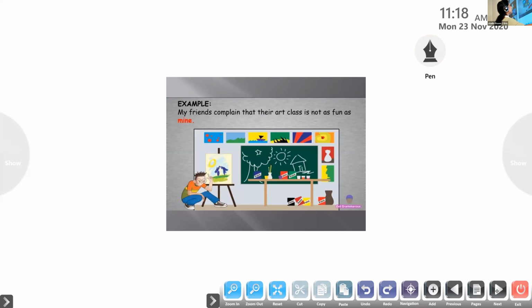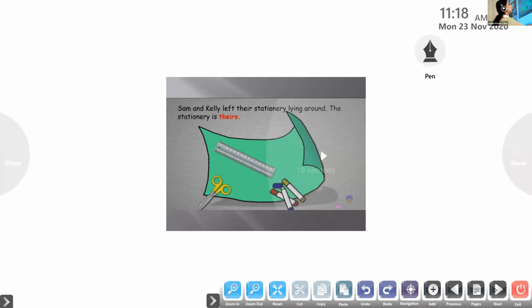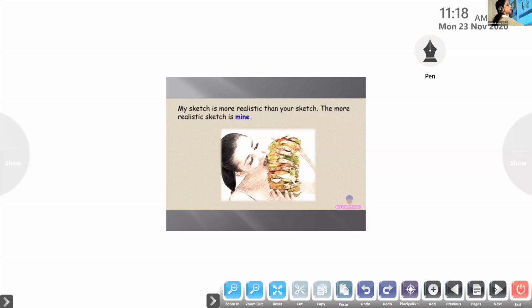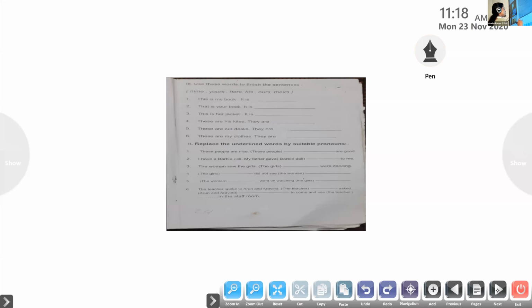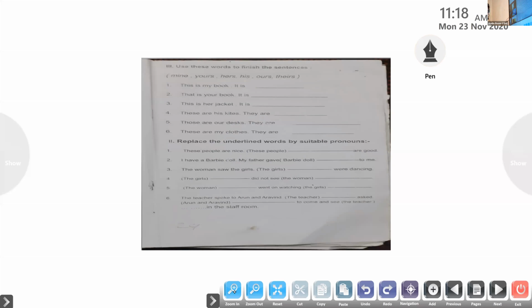So finally, we'll move on to the exercises in your workbook. All of you, please take page number 29. We'll be doing this exercise. Emmanuel, come on, do the first one for me. Use these words to finish the sentences: mine, yours, hers, his, ours, theirs. So this is my book. It is.